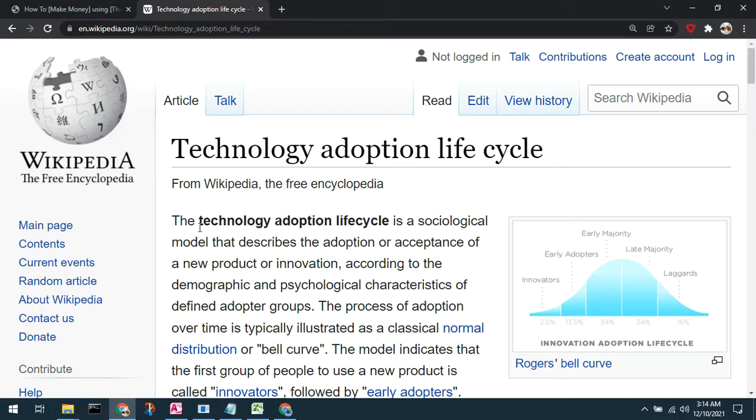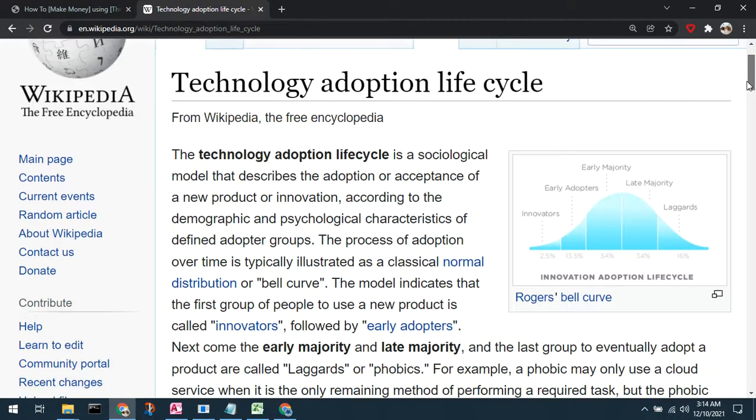We can see that the technology adoption life cycle is a sociological model. It's a model that describes the adoption or acceptance of a product or innovation. So we're also going to refer to this as the product adoption life cycle. And it's based on demographics and psychology. And again, we're talking about trading in the markets, and the market is also based on demographics and psychology. We can see it's an adoption over time.